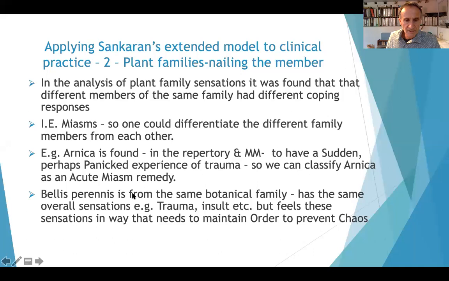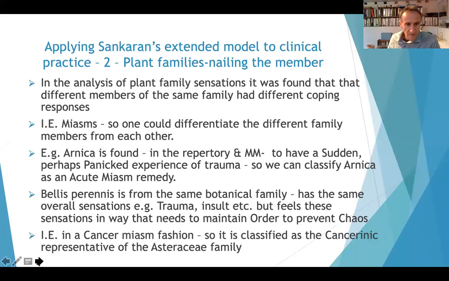It lost internet connection. So I was talking about Bellis perennis from the same botanical family. It has the same overall sensation, that trauma, insult, but it feels a need to control those sensations, a strong need to control them, to maintain order and to prevent chaos. So now we can see all those keywords that relate to the cancer miasm. Bellis perennis would be classified as the cancer miasm representative of the Asteraceae family.